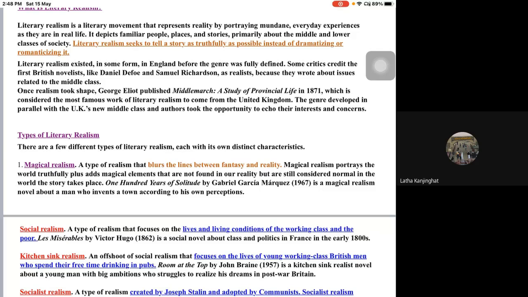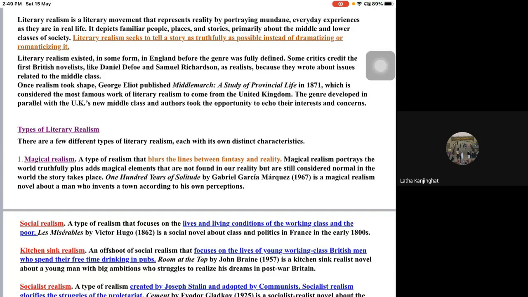For example, Salman Rushdie's Midnight's Children. If you watched the film or read the novel, you'll know that life as normal is not presented, but there are elements of magic added into it, added as if it's nothing magical, quite normally. That kind of feature is what we say is magical realism. So the lines of reality and fantasy blur and join together, and you find magical elements introduced into this world in a very usual, unsurprising way. The best example is One Hundred Years of Solitude by Gabriel Garcia Marquez. It's a novel about a man who invents a town according to his own perceptions. So if you read Gabriel Garcia Marquez books, even his short stories, you will find elements of magical realism, as also in Rushdie's novels.